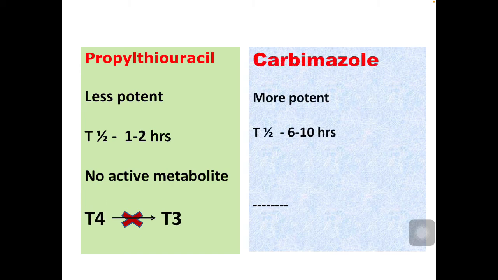The only difference between propylthiouracil and carbimazole is that propylthiouracil is less potent while carbimazole is more potent. Propylthiouracil has a short half-life, so you have to give it more frequently, while carbimazole has a long half-life, so it has to be given mostly twice a day. Peripheral conversion of T4 to T3 by deiodinase enzyme is inhibited by propylthiouracil, not by carbimazole. While carbimazole produces an active metabolite, methimazole.